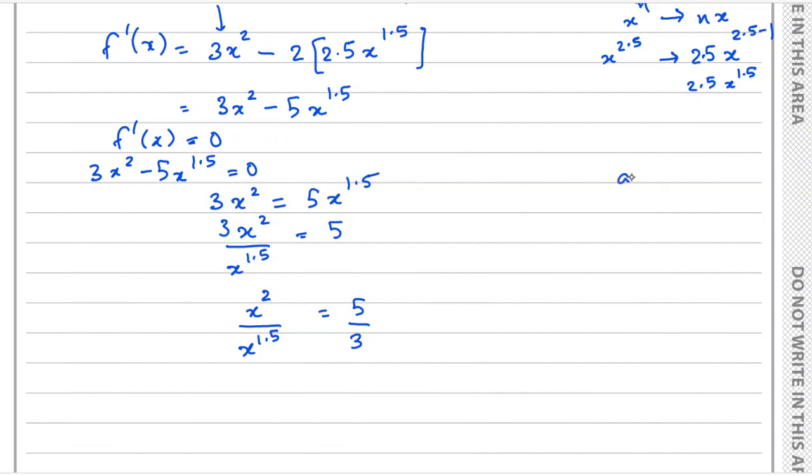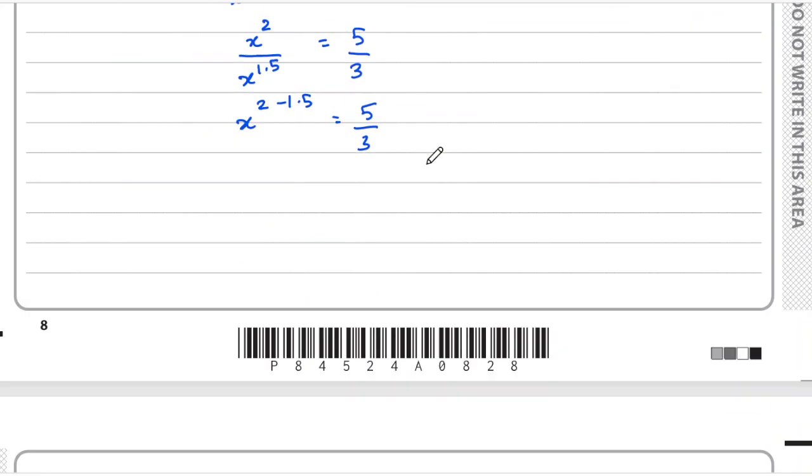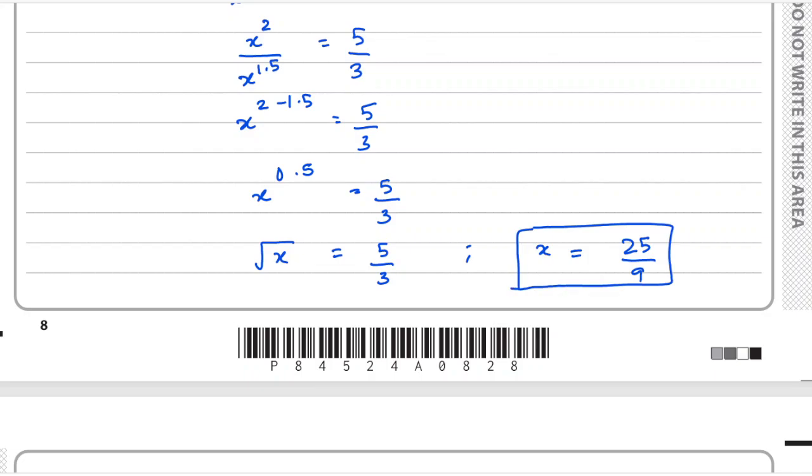We know that a to the power m divided by a to the power n is equal to a to the power m minus n. So this is x to the power 2 minus 1.5 is equal to 5 by 3. Again, you don't need to write all the steps. It is just explained so that if anyone has a doubt, they can follow it easily. So this is x to the power 0.5, and x to the power 0.5 is nothing but root x itself. So root x is equal to 5 by 3. You need to square on both sides. So the value of x is equal to 25 by 9.